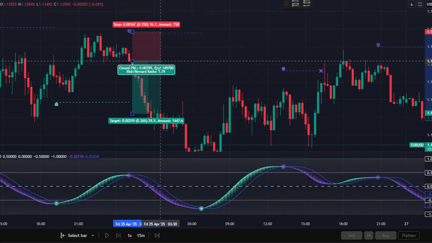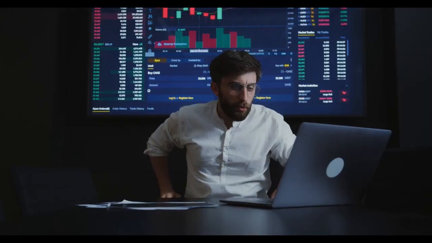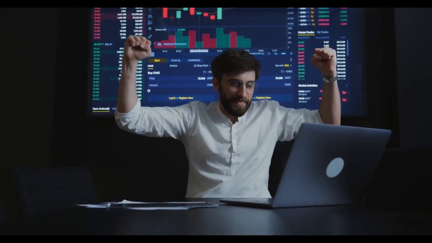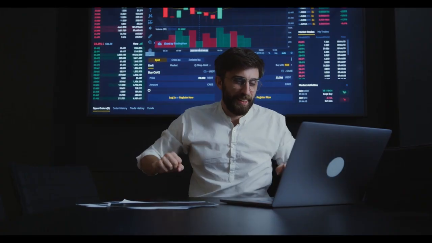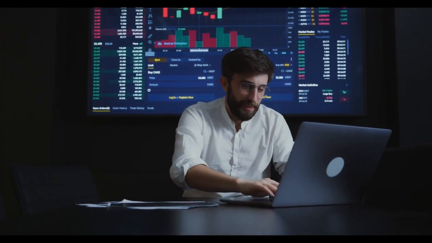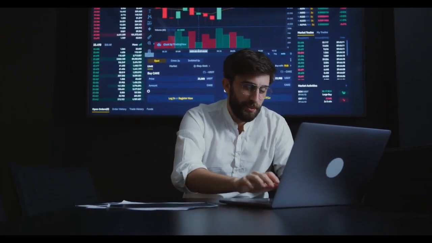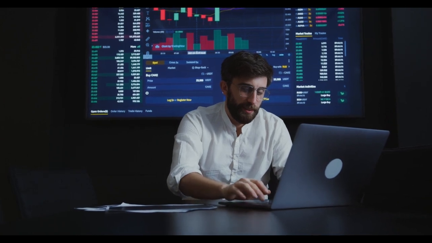Well, even without any other confirmation indicator, this tool is quite impressive. In this video, we will have a closer look at what this tool is about and how we can optimize an already great tool with other indicators to improve the quality even more.